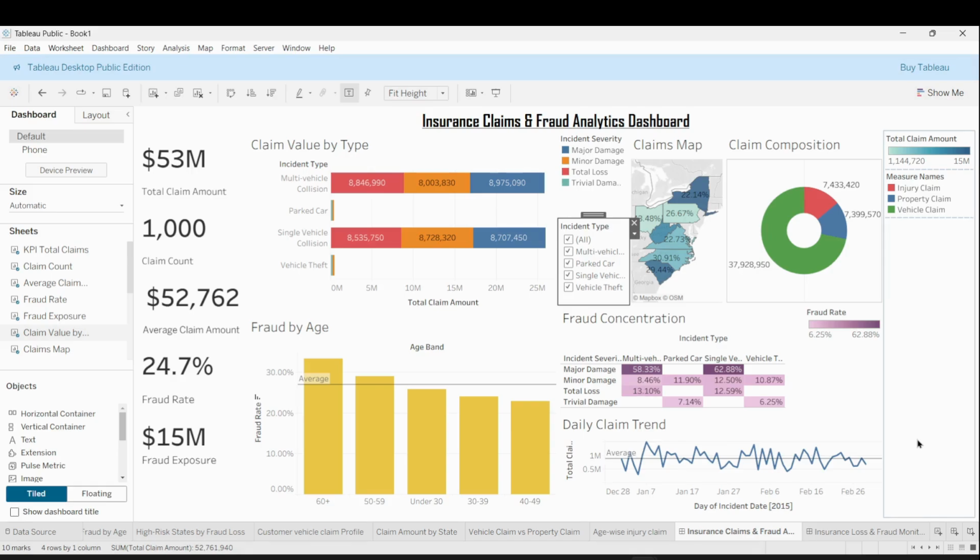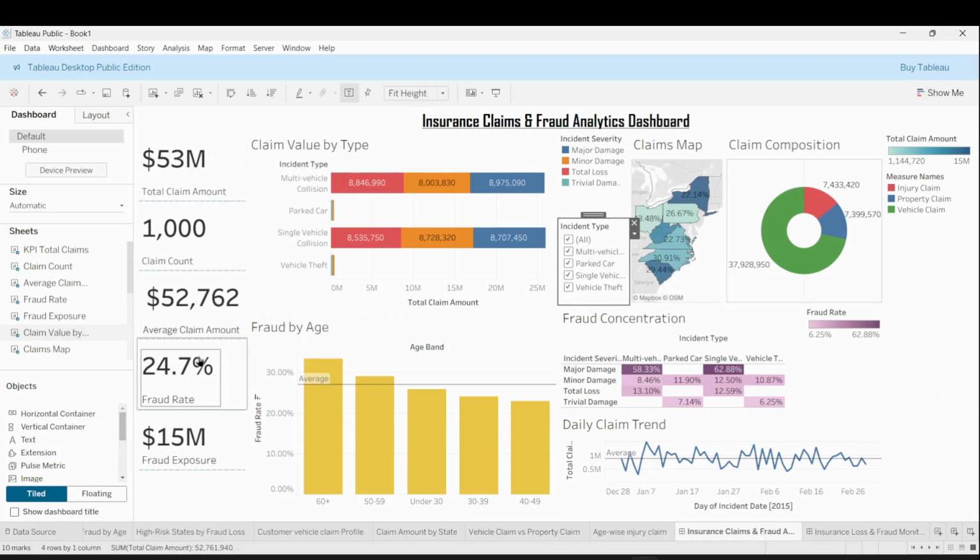So, this is the first of my two dashboards, which is about motor insurance claims. The dataset has 1000 claims and about 39 columns, and it's from Kaggle. My aim was to see where most of the claim money goes and where fraud is highest.